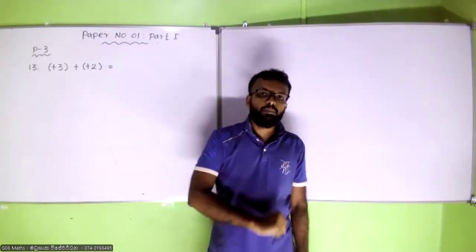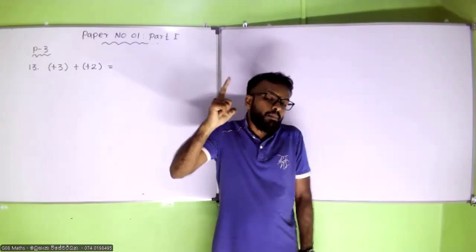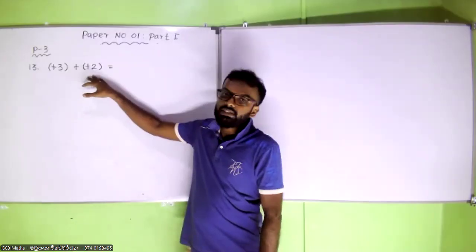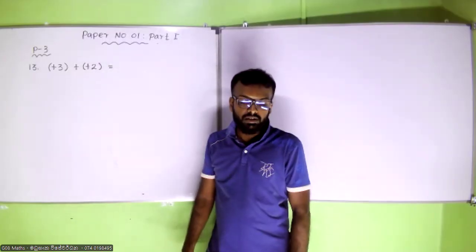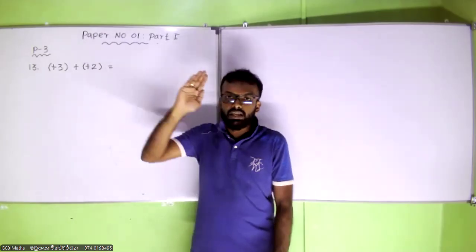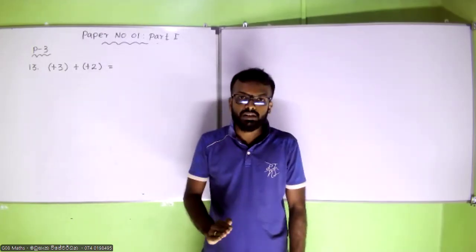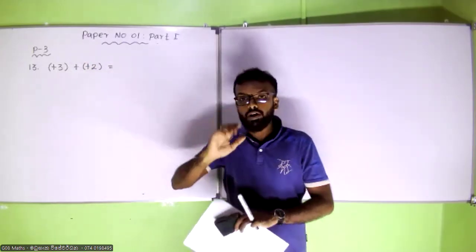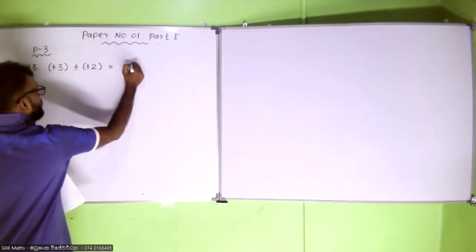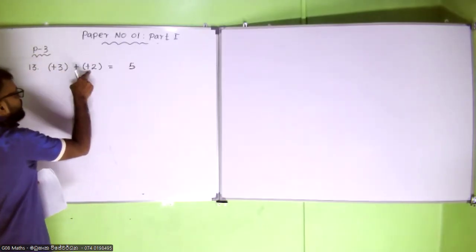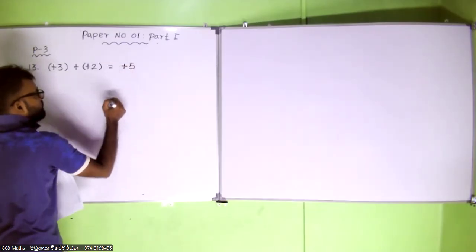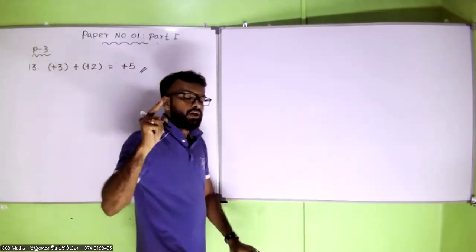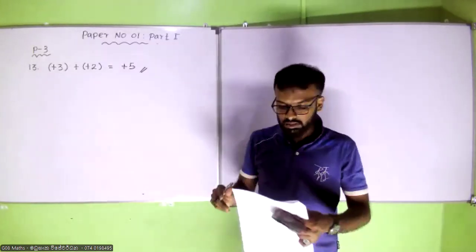Same direction. If you have numbers in the same direction, you just add the two numbers and put the same sign, right? That means 3 plus 2 is 5, and put the same sign, that is positive 5. So this should be the answer. If you obtain this answer, you will have 2 marks, right?